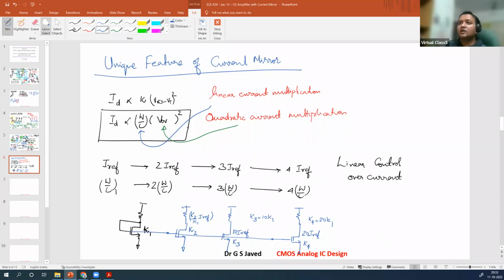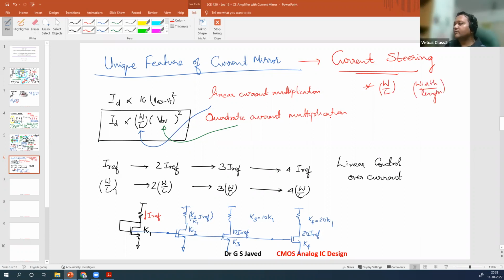Now this is called current steering. You can steer any amount of current, tapping into the reference that you have from IREF present here. And what are the fantastic applications that you have? You have total control. First thing is, the control is only in W by L, which is called width over length ratio. Only the geometry will change. All the other environment will be the same.